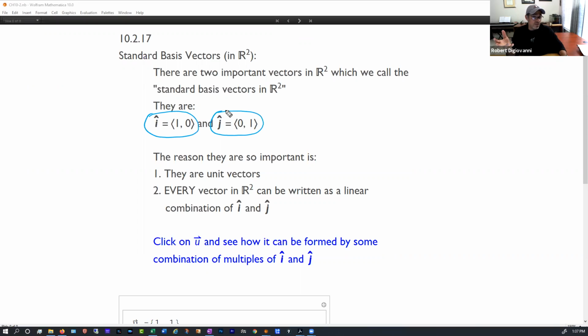Now, what makes them so special and makes us use this little notation, I hat, J hat. Sometimes they just write it like that, like I with the little hat. But it's important to understand these are vectors. I and J are vectors. And the reason they're so important is because every other vector in two-dimensional space can be written as what we call a linear combination of these two vectors. I will illustrate.